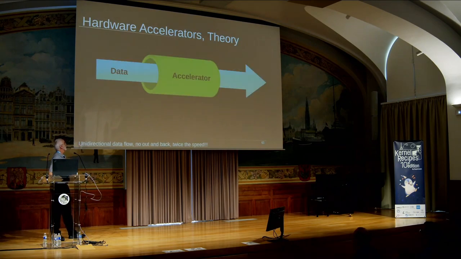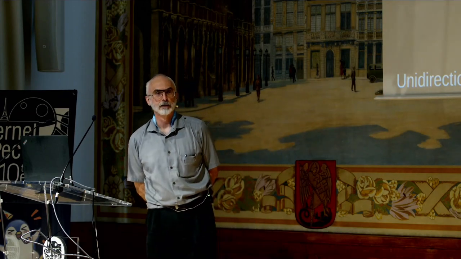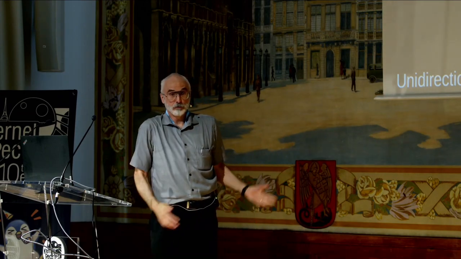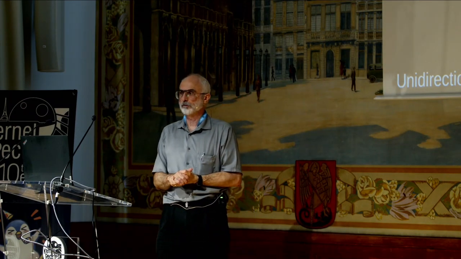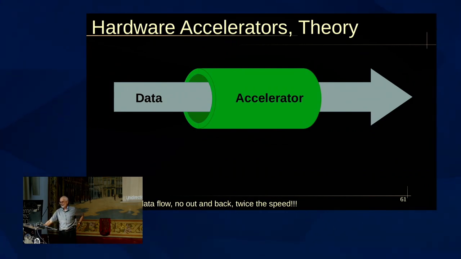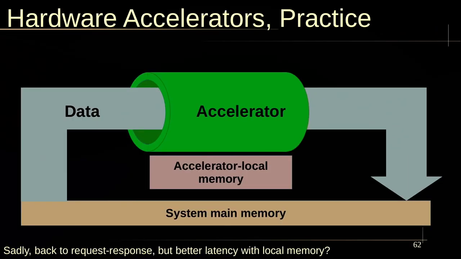Hardware accelerators have promise. In theory, in fact, H.T. Kung suggested a systolic array back in the 70s, where you kind of shove matrices at this thing and the product comes out the other side. And so if you do that, of course, it's unidirectional, so you don't have this over and back thing that whacks your speed in half. Except that when I look at real accelerators, they look more like that. They've got maybe some local memory, maybe access to system memory, but they're executing instructions, the stuff's going to and from memory, and it's still request response.